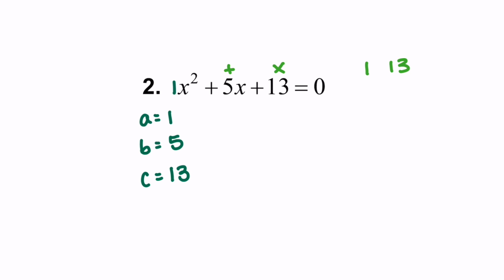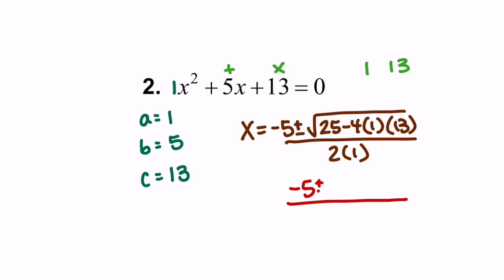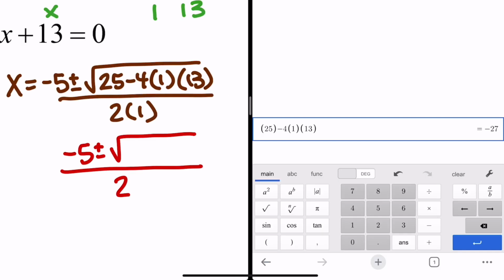We're going to use the quadratic formula. x equals negative b. b is 5, so our negative b would be a negative 5, plus or minus the square root of b squared, 5 times 5 is 25, minus 4 times 1 times 13, all over 2 times 1. Now we simplify underneath the square root, and we simplify what is in the denominator. We have negative 5 plus or minus. The 2 times 1 is 2, so let's get that real quick. When I plug 25 minus 4 times 1 times 13 into my calculator, I get a negative 27.